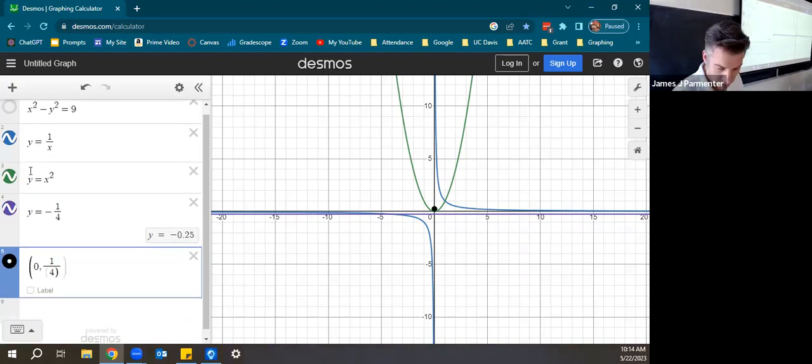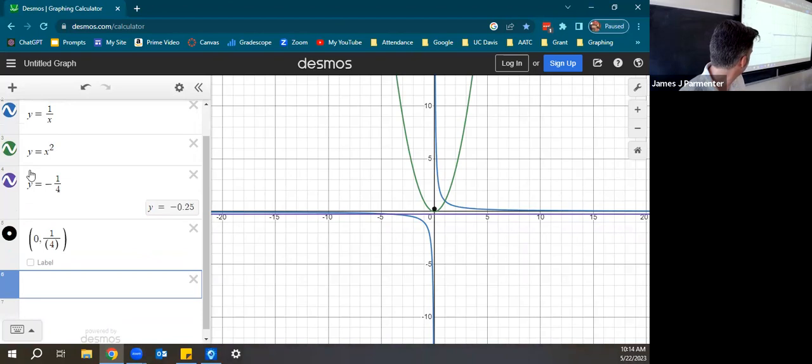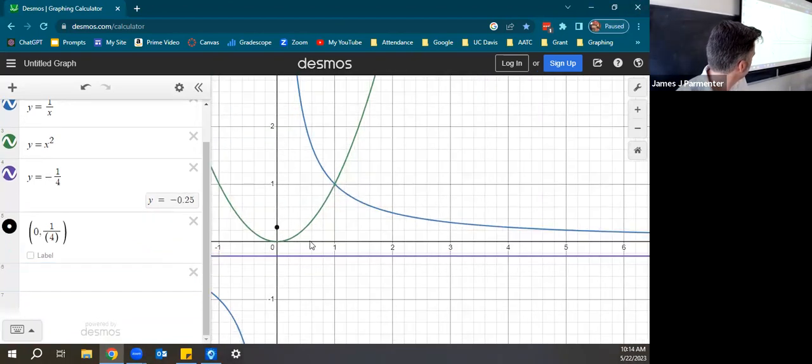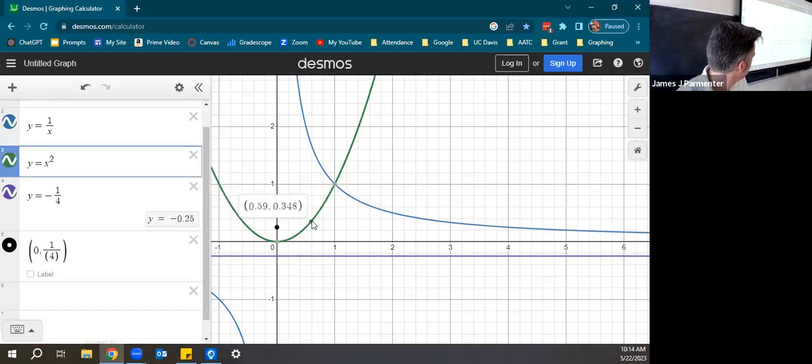Every point on this parabola, like that point right there, is the same distance from that point that's right above the vertex and that line if you drop straight down. This line here is called the directrix. This point here is called the focus.